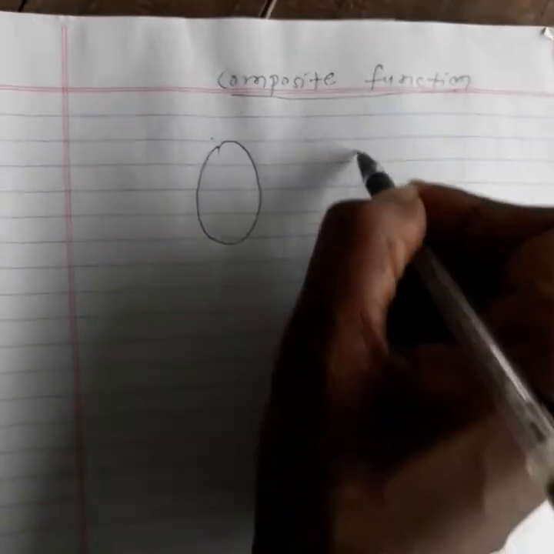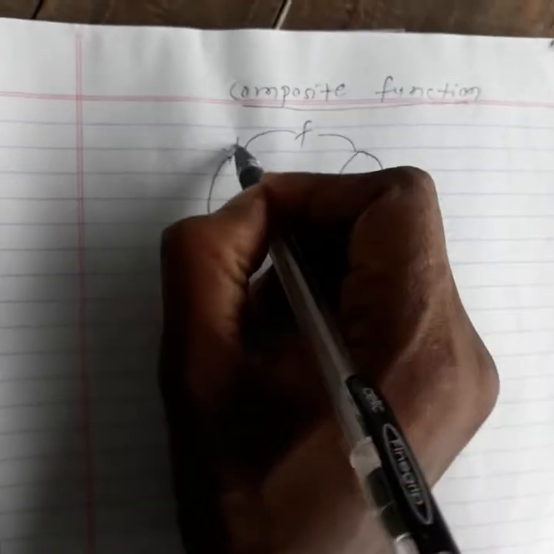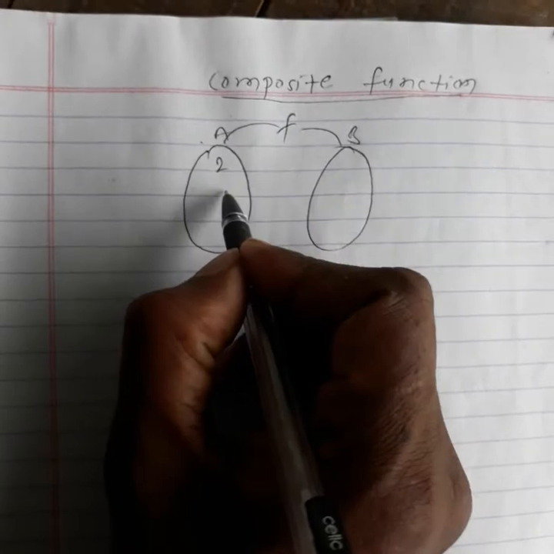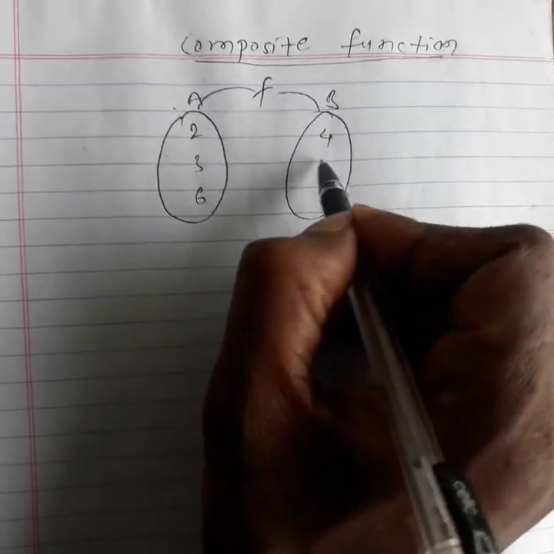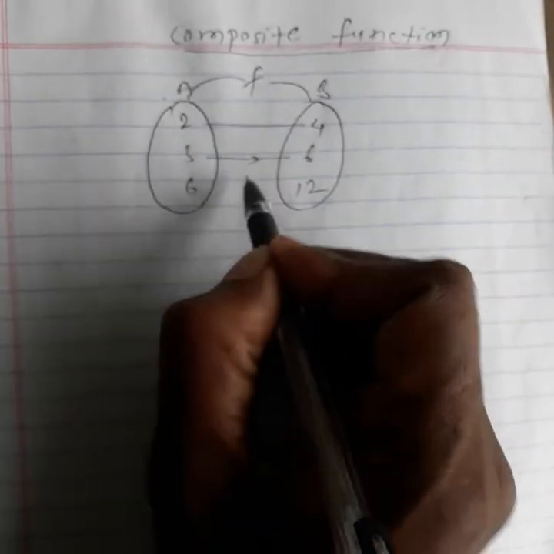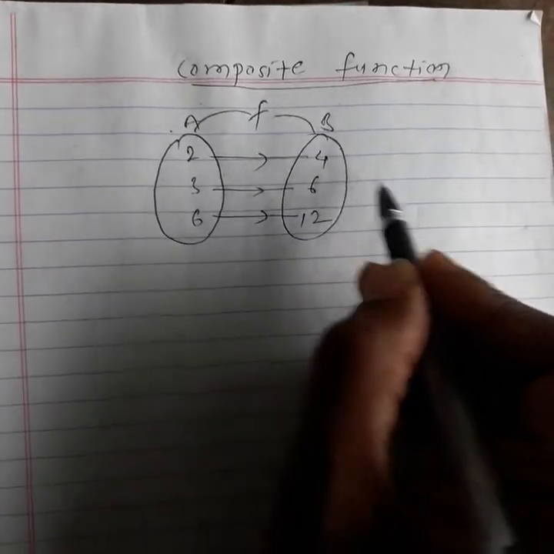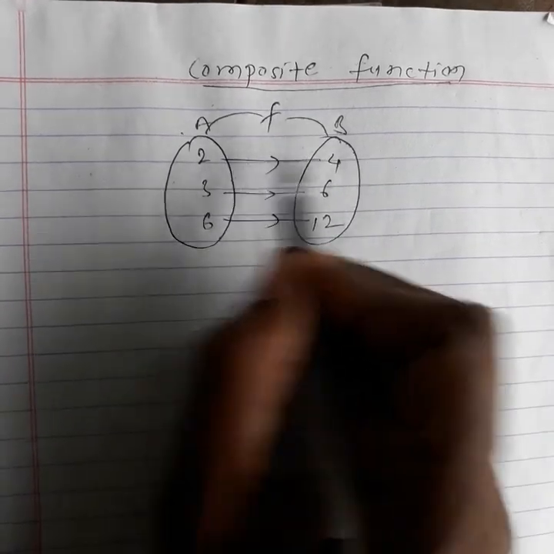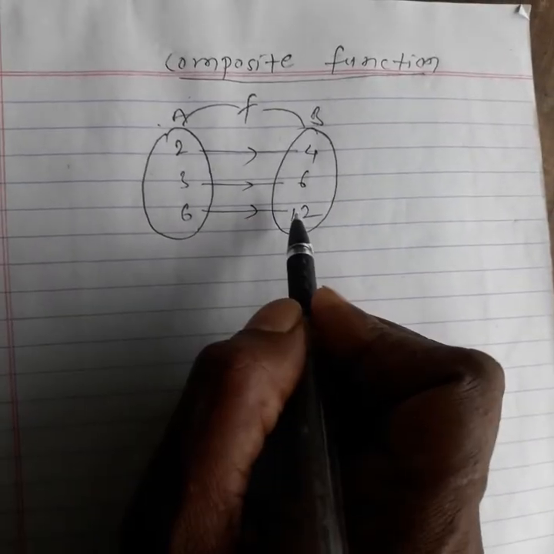Suppose this is the function f from A to B, defined from A to B, and the elements of A are 2, 3, 6, and in the B set the elements are 4, 6, and 12. Then you can find the relation between each element of the x component and the y component. Here is 2 and here is 4. That's why 2 goes to 4, 3 goes to 6, and 6 goes to 12.